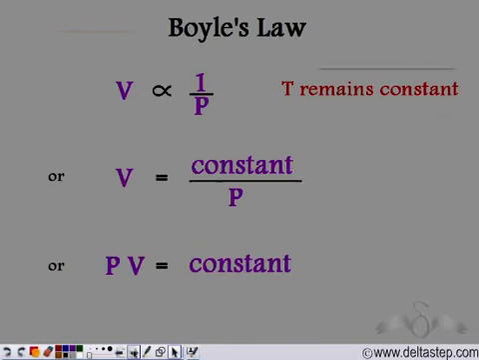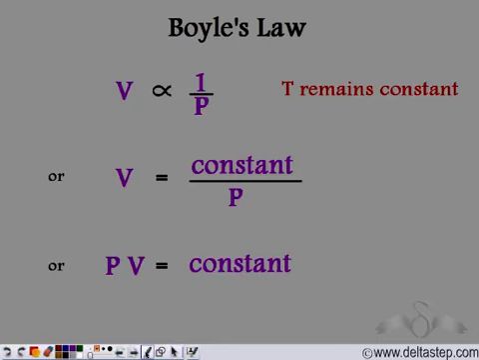So this law was given by Boyle, which is known as Boyle's law. He said that the volume of a gas is inversely proportional to its pressure, provided the temperature remains constant. So we see that volume is equal to constant by P. To remove the proportionality sign, we introduce a constant. So we get that pressure into volume is constant.